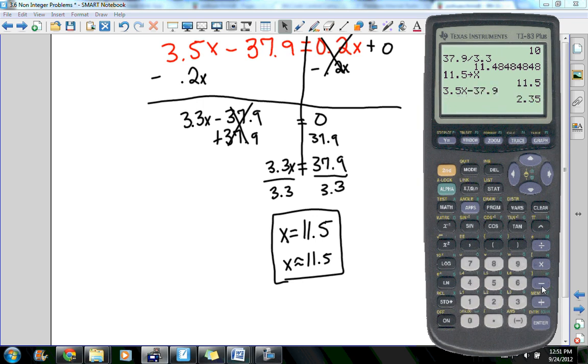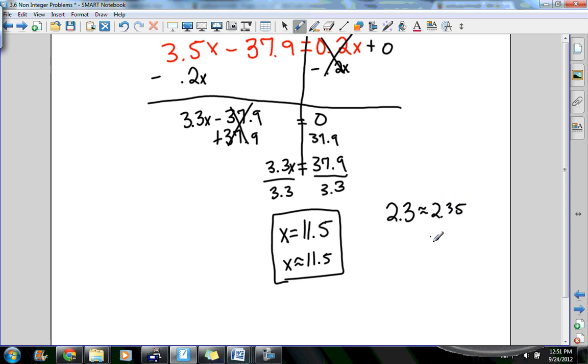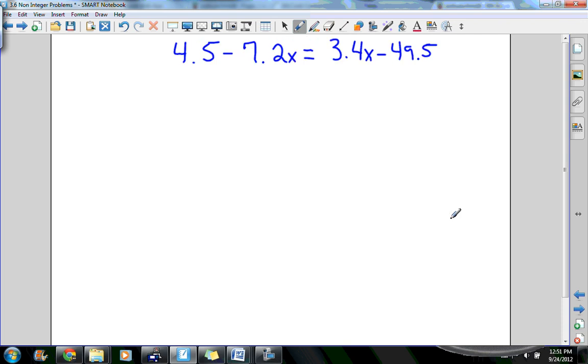Okay, 2.35. And on the other side, I go 0.2x. And I get 2.3. And I would say that 2.35 and 2.3 are very close. So on my sheet of paper, I write 2.3 is about 2.35. And so I put the old check mark next to them. And they're pretty good. Okay?